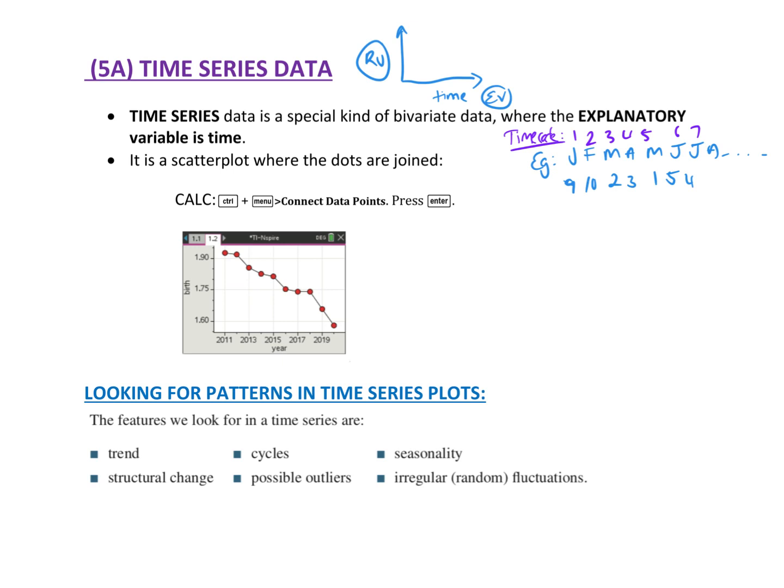Just press menu, and it'll say plot properties. So you might want to write that down: under plot properties, it will allow you to connect the dots. Now that we've got these time series, we have to look for certain things. Things we are looking for in a time series is a trend. A trend is: is it overall going upwards, an upward trend, or overall going downwards?